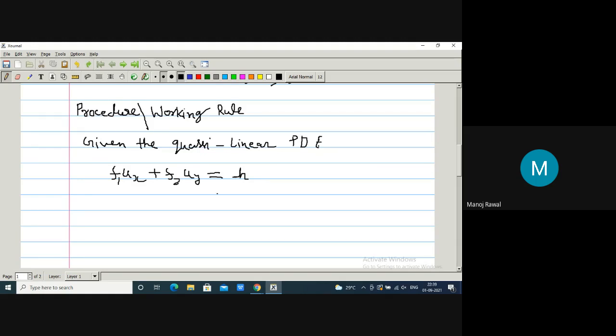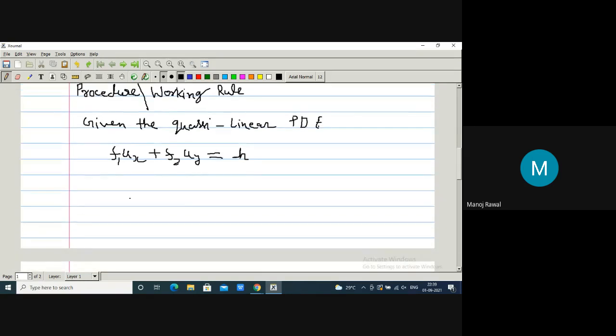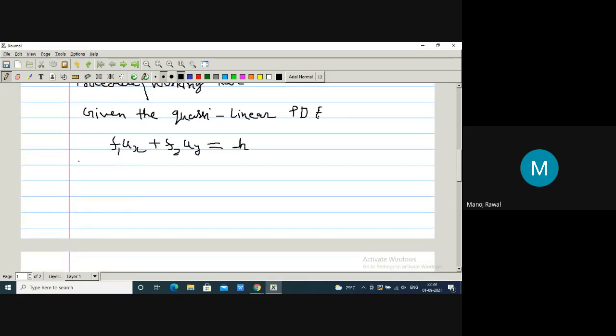Is that fine, students? So this type of differential equation we will be given, and let's see how we can solve it. Step 1: write down the characteristic equation. So in step 1, we are going to write the characteristic equations, and that you already know.